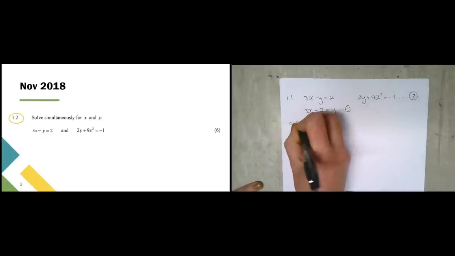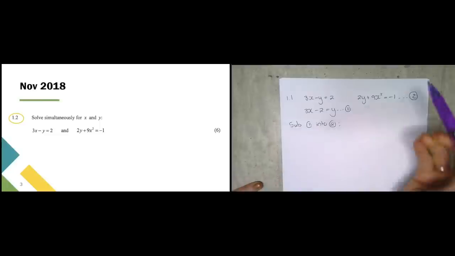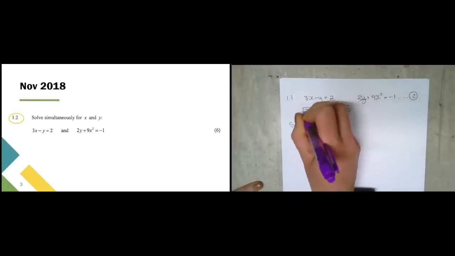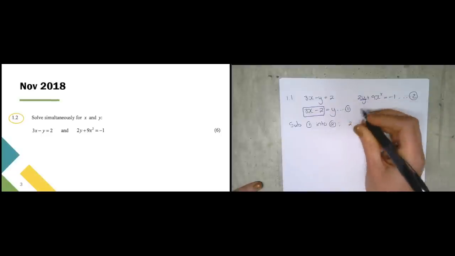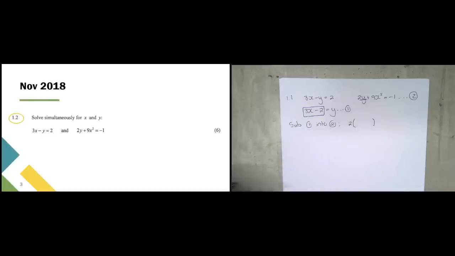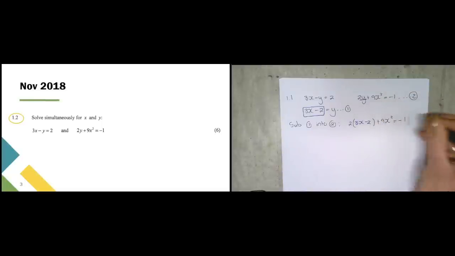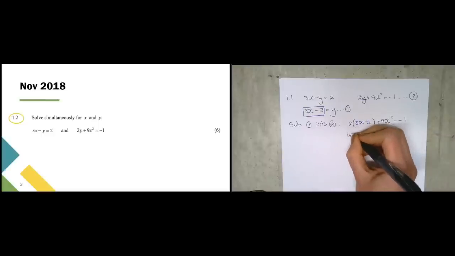Second step is to substitute equation 1 into equation number 2. What does that mean? You're going to look at equation number 2, and everywhere you see a y, you are going to substitute or replace it with 3x minus 2. So what does equation 2 say? 2y. So instead of y, in a bracket, remember when we do substitution, you do it in a bracket, 3x minus 2, plus 9x squared equals negative 1. Why did I do this? Because now my equation only has one variable in and I can solve it. So let's start solving it. First going to multiply out the brackets. 6x minus 4 plus 9x squared equals negative 1.